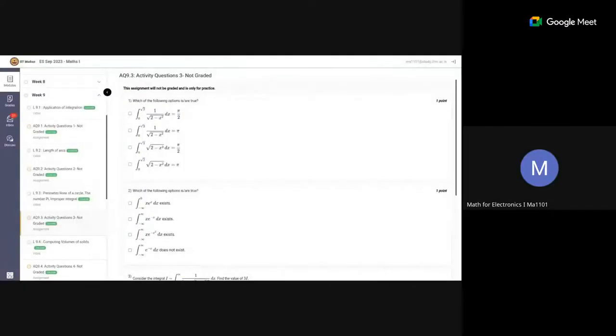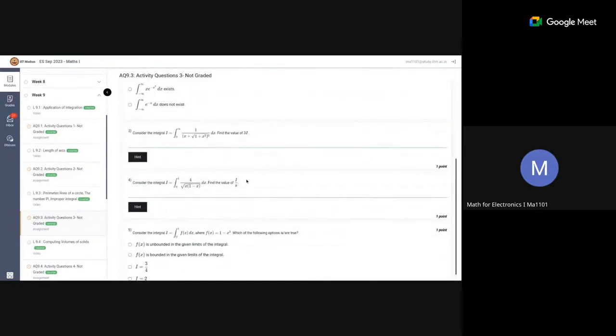Firstly, I will just share the question with you all, and then I will switch to my journal screen. Question number three is about an integral given to us. The integral is from 0 to infinity of 1 by (x plus root 1 plus x squared) whole squared dx. Find the value of 3A. Correct?